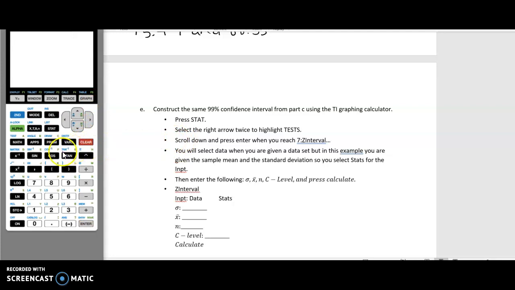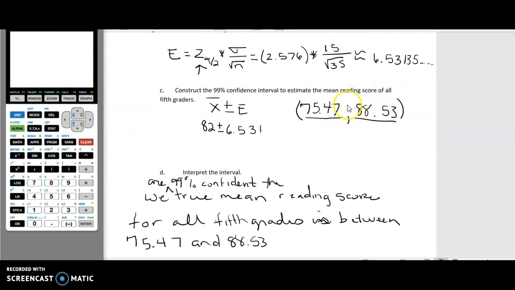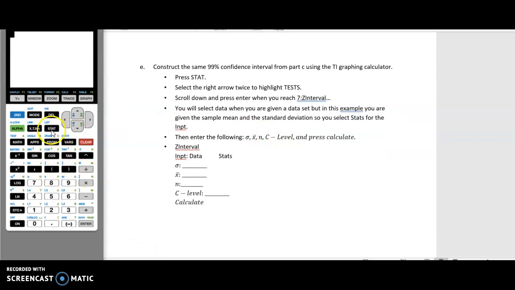Okay, to do this in the calculator, we're going to create the same interval from part C, but we're going to use the calculator to do it now. So we're going to construct a 99% confidence interval. You press the stat button, go over and select the right arrow twice to highlight TESTS at the top of the calculator, and scroll down and press number 7. We're creating a Z interval, right? We're using z-scores. So press enter.